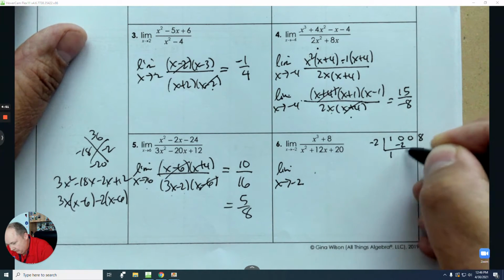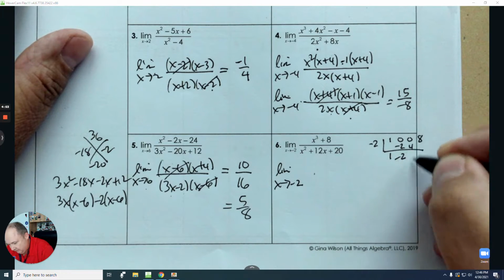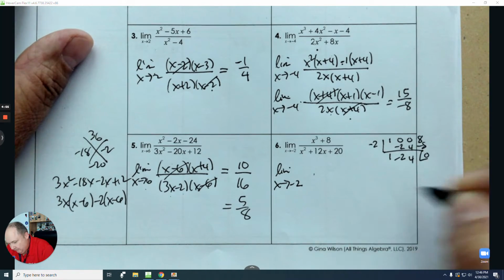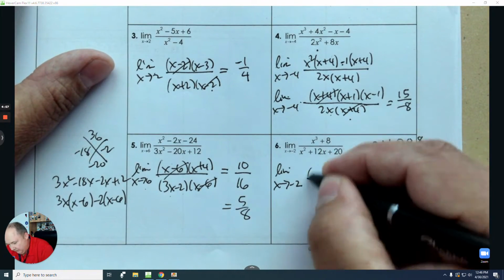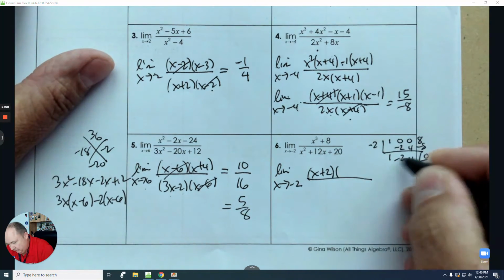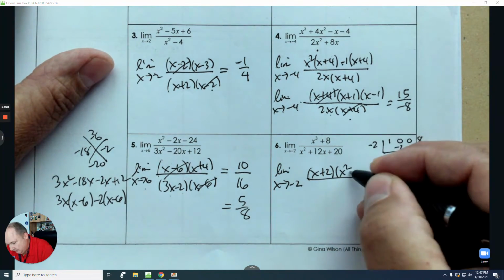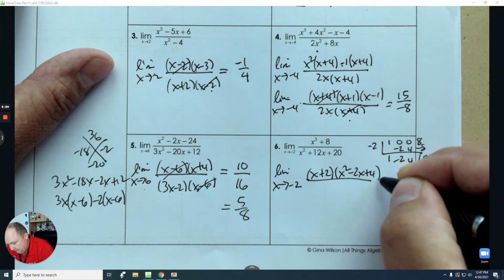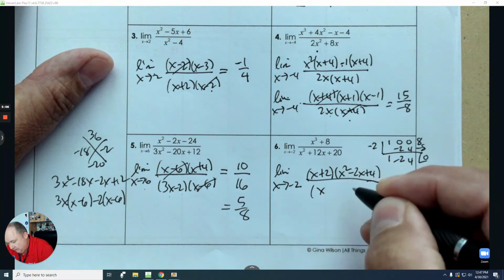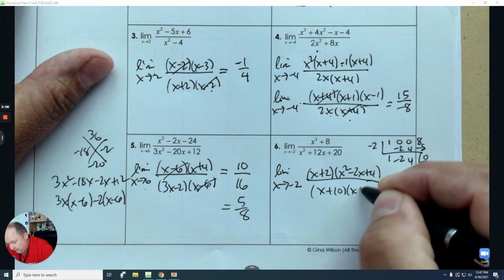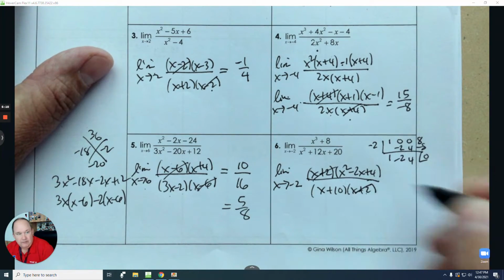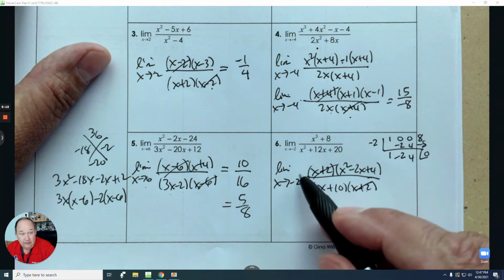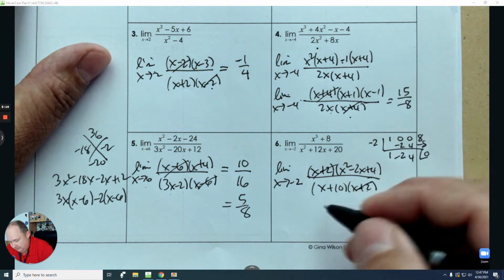this is what's left over using synthetic division. So in the numerator, as a factor, it would be x plus 2, and then I'd have 1x squared minus 2x plus 4. The denominator, the two numbers are 10 and 2. Then you can remove the discontinuity there. So now I have a negative 2 I can plug in.